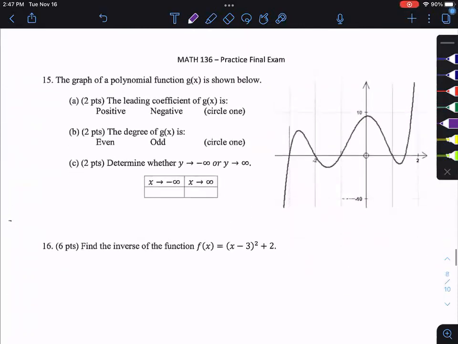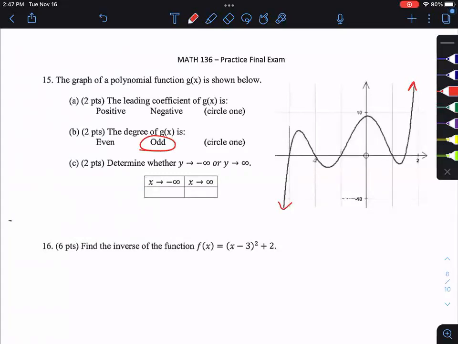Question 15. Here we're given the graph of a function. We need to determine the leading coefficient, the degree if it's even or odd, and then our end behaviors. I always start off looking at the graph overall, seeing where my arrows are going. In this case, my arrows are going opposite directions. That tells me the degree is automatically odd. Odd means your arrows are going opposite directions. One's going up, one's going down in this case.